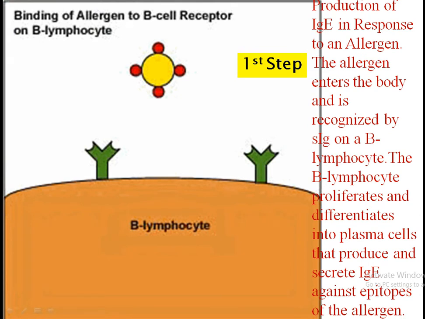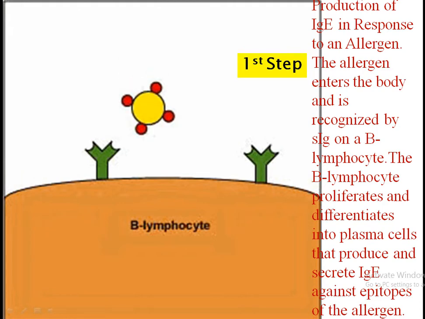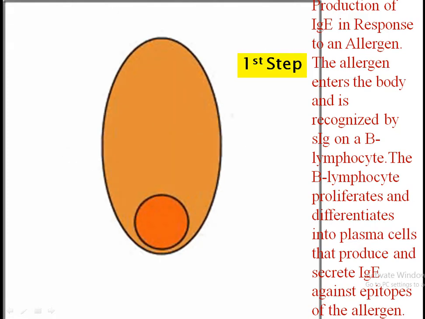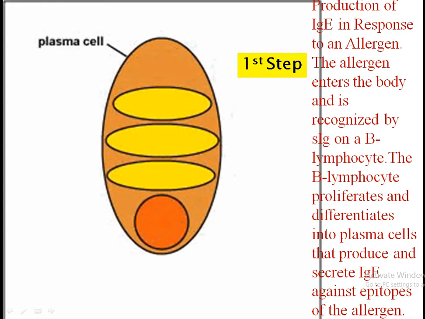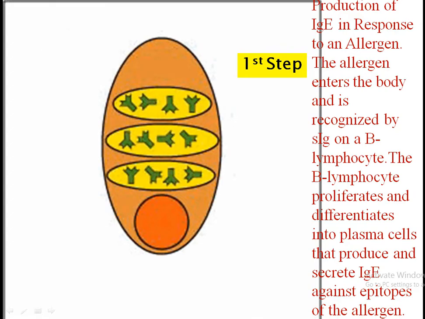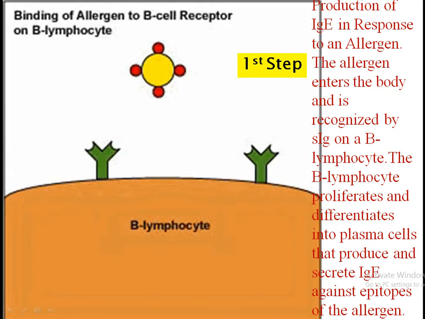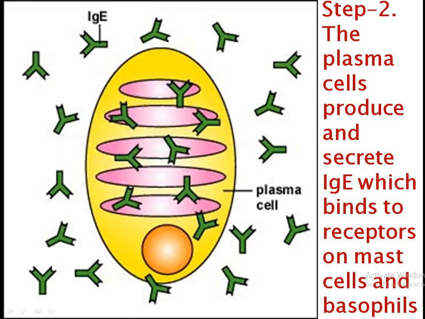In step 1, the production of IgE in response to an allergen takes place. The allergen enters the body and is recognized by B lymphocytes. The B lymphocyte proliferates and differentiates into plasma cells that produce and secrete IgE against epitopes of the allergen. In the second step, the plasma cells produce and secrete IgE, which binds to receptors of mast cells and basophils.